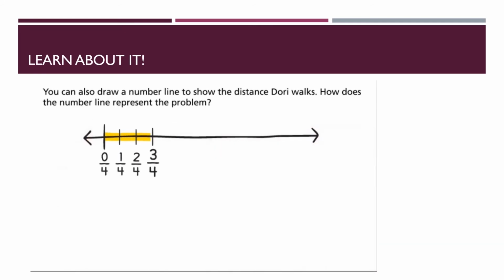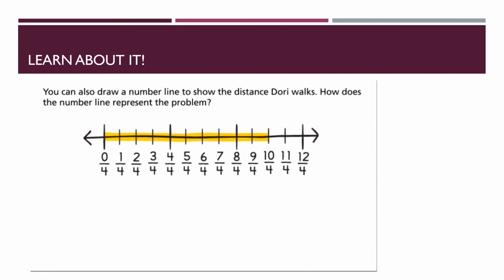You can also draw a number line to show the distance Dory walks. How does the number line represent the problem? So a number line is another great representation and another great model for you to use. If you see the intervals used here, they're all in fourths, but when you get to 4/4, that's a thicker, longer mark because that shows you that benchmark of 1 whole. So every time you have 4/4, you have 1 whole. So this is a nice, pretty way to see what you're working with as far as having 1 whole, 2 whole, and then 2 extra fourths.